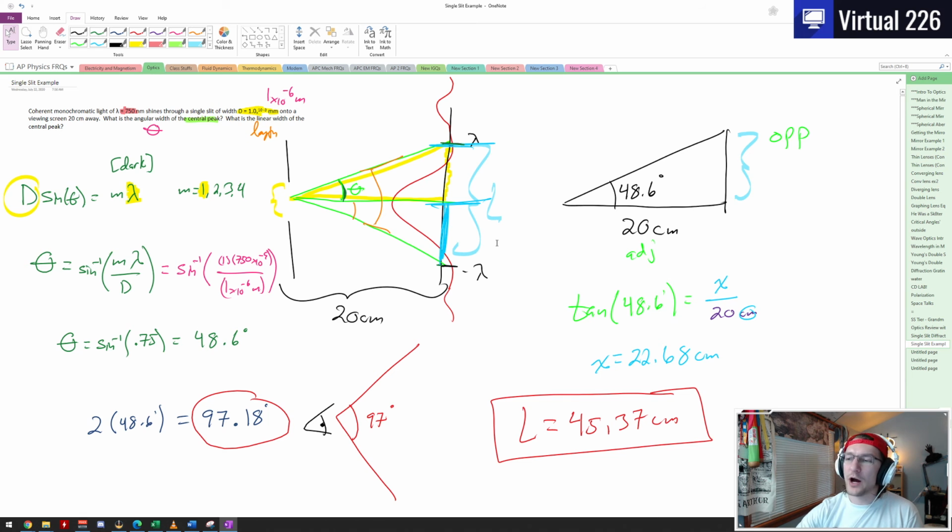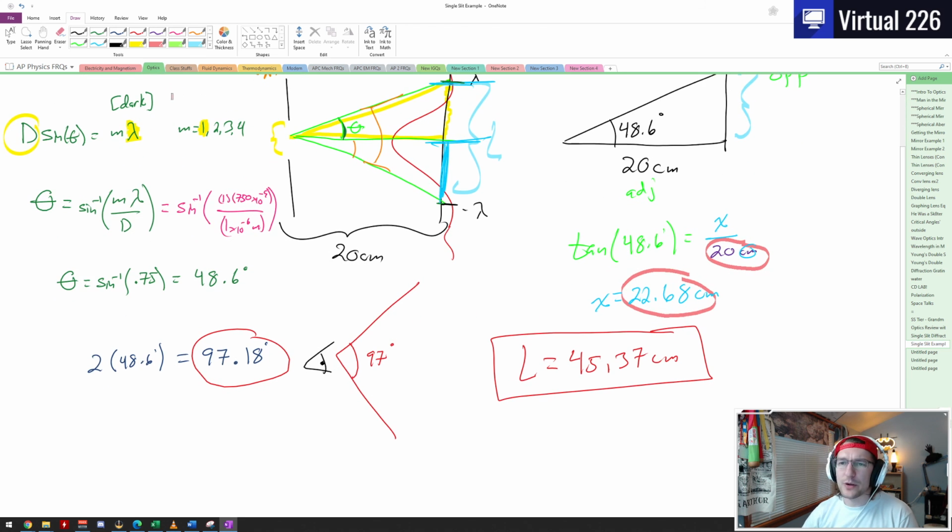If we brought this viewing screen in closer to that slit opening, our angular size would be the exact same, but our linear size would be different. We haven't given the viewing screen enough time, or enough distance rather, to spread out. So what would occur here is this denominator of 20, if that was only like 1 centimeter, when we bring it over and multiply, we quickly see that this x value changes.